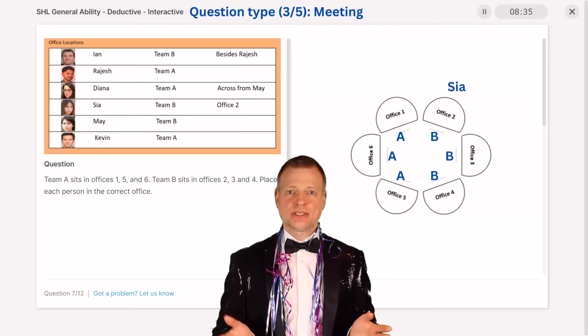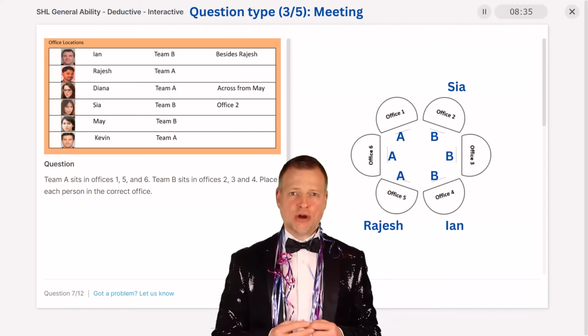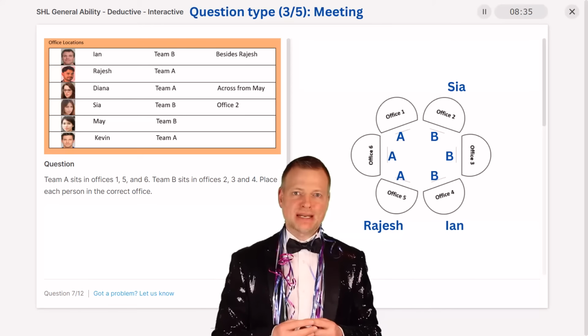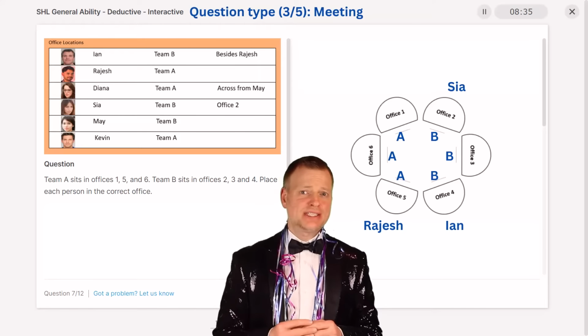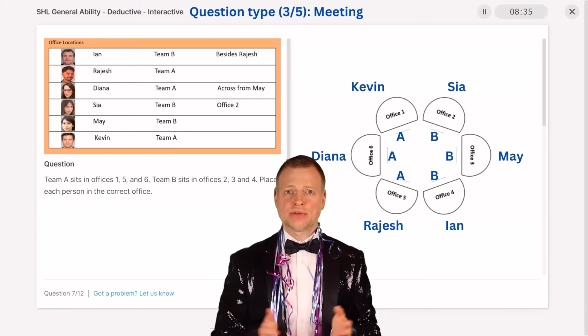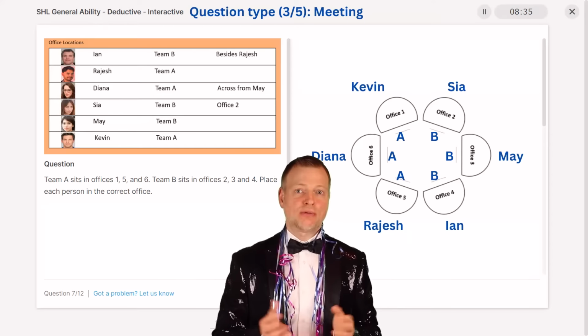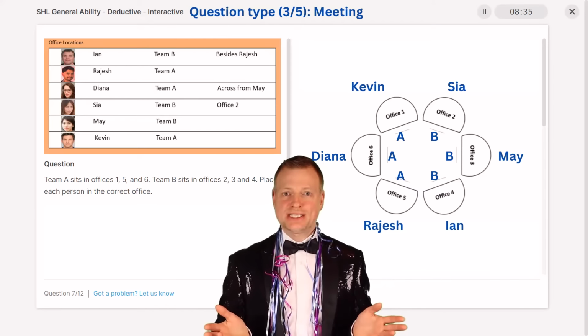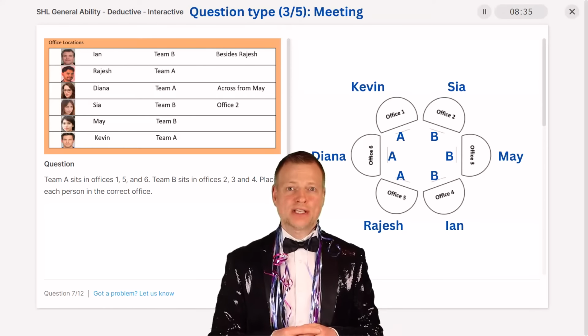You need to continue with Jan sitting beside Rajesh. Given office 2 is already occupied by Sia, the only available options for this to happen are offices 4 and 5. When it says Diana is sitting across or opposite to May, the last available team B spot for May is office 3, with Diana sitting on the other side in office 6. Conclusively, Kevin occupies office 1.